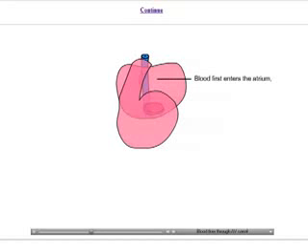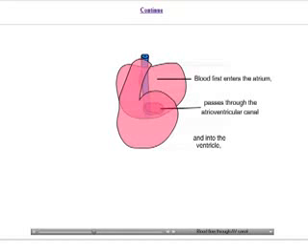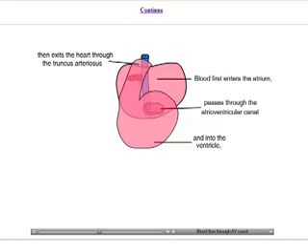Blood first enters the atrium through the superior and inferior vena cava, then it'll pass through the atrioventricular canal into the ventricle, and finally the blood will exit the heart through the truncus arteriosus. And here we see the blood flow pattern.